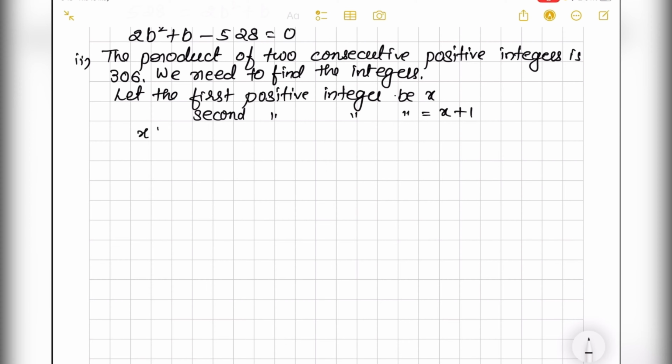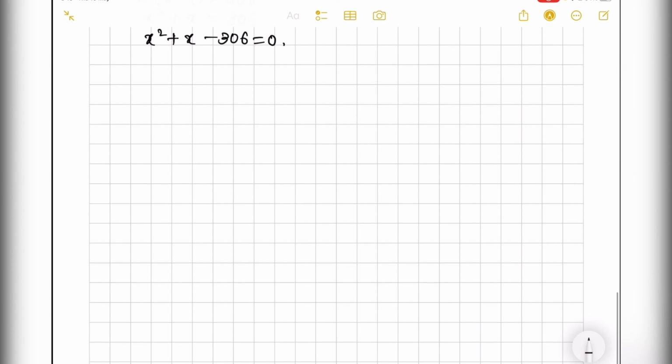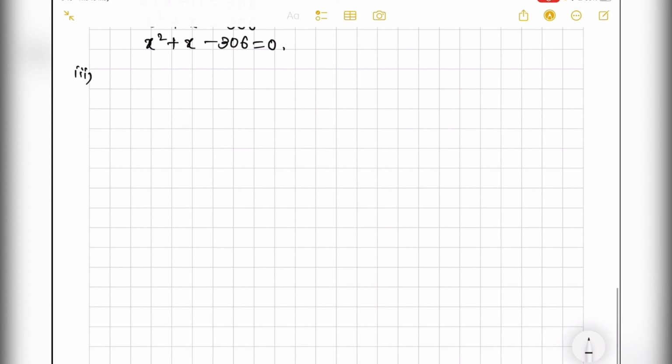So, now it is said that x into (x plus 1) equal to 306. So, x square plus x equal to 306. So, x square plus x minus 306 equal to 0. So, this will be the quadratic equation for that. Now, the third one, it says Rohan's mother is 26 years older than him.